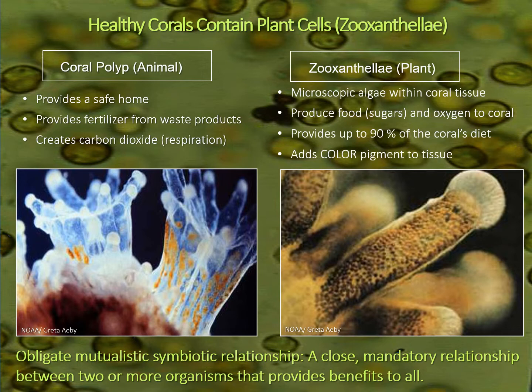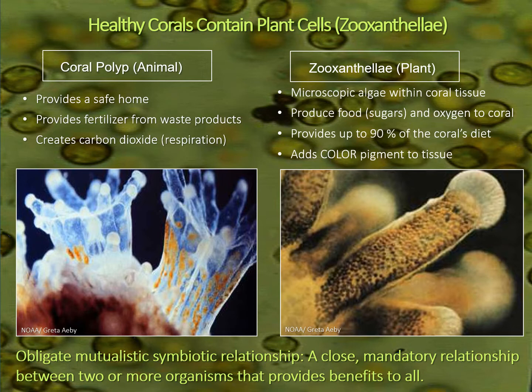The association between corals and their plant cells is an obligate mutualistic symbiotic relationship. This means that coral and the zooxanthellae require one another to survive and thrive, and both ultimately benefit from the relationship. The coral polyp provides a protected home for the zooxanthellae within its tissue. You can see the tiny plant cells within the translucent coral tissue in the images. As the coral respires and consumes food, it also provides both fertilizers and carbon dioxide to the plant cell.